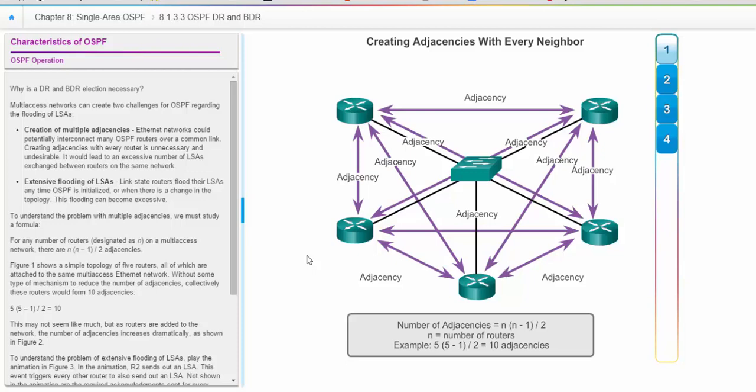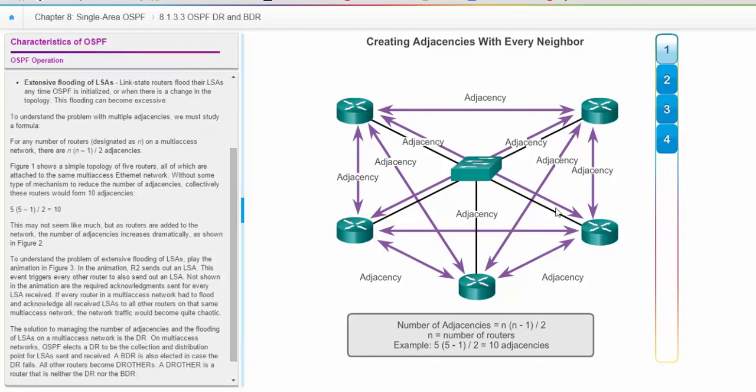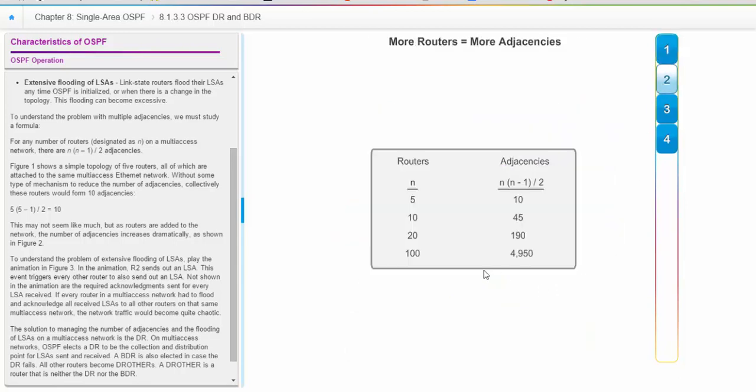So you can look at it in a couple of different ways. For any number of routers, designated here in our formula as n, on a multi-access network, there are n times n minus 1 divided by 2 adjacencies. Okay? So in this example here, you see all of our adjacencies. We have all these routers and we have our switch. So n is the number of routers. So n times n minus 1 divided by 2.